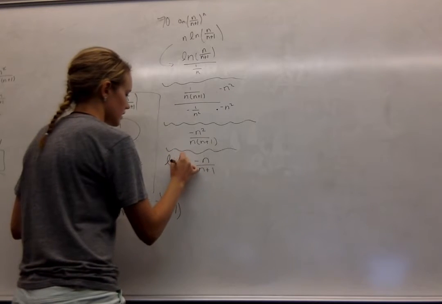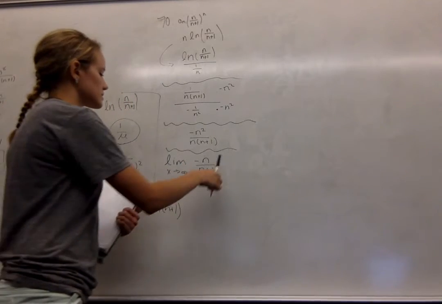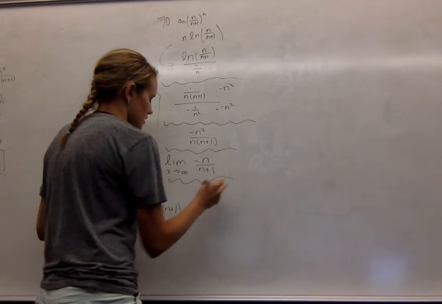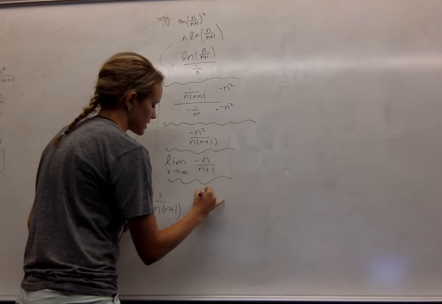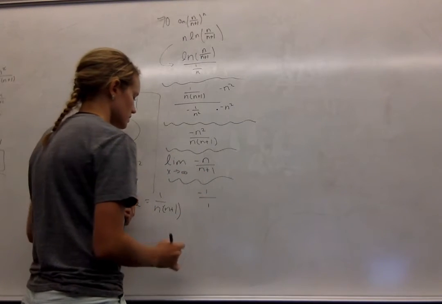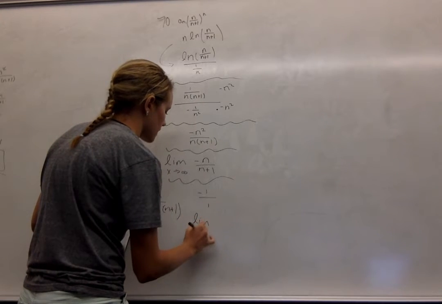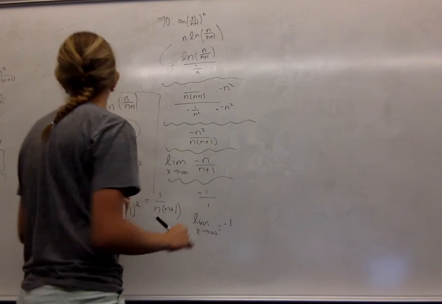Remember, this is the limit as n approaches infinity. Now, this is still infinity over infinity, so we have to take another derivative. The derivative of negative n is negative 1. The derivative of n plus 1 is 1. So we see that the limit as n approaches infinity is equal to negative 1.